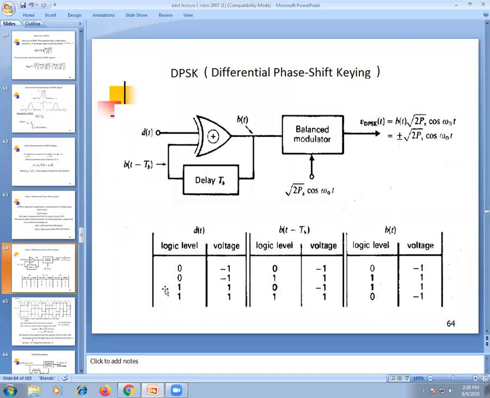So in the XOR operation, if both the signals are the same, the output is 0. If one signal is different from the other, the output is 1. If and only if both the signals are the same, then the output is 0. Otherwise, the output is 1. That is the XOR property.